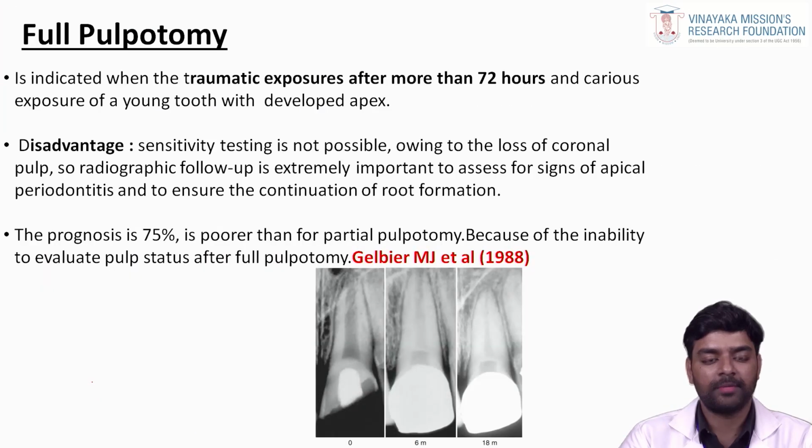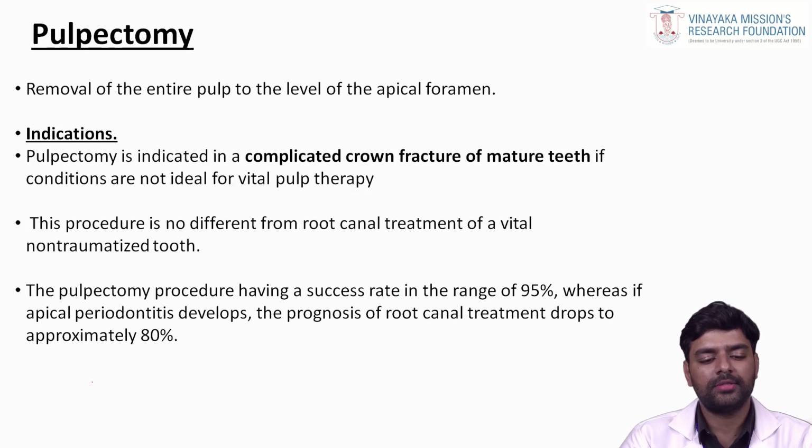Then full pulpotomy is indicated when the traumatic exposure is more than 72 hours old, and in exposure of young teeth with a developed apex. The disadvantage is that sensitivity testing is not possible because of the loss of coronal pulp. So radiograph follow-up is extremely important to assess signs of apical periodontitis and to ensure the continuation of root formation. The prognosis is a 75% success rate compared to partial pulpotomy, because of the inability to evaluate the pulp status after pulpotomy.